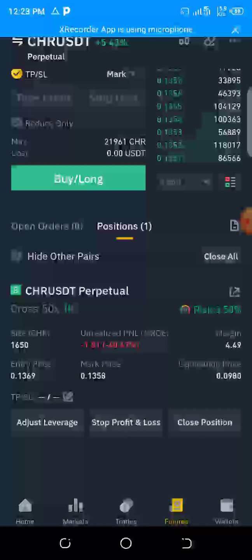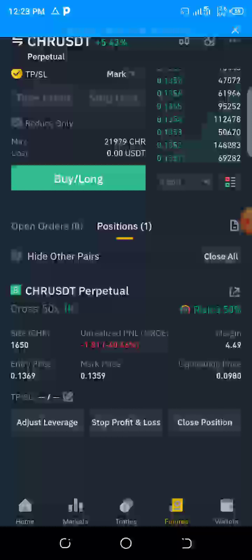Like for example, let me use this one. The trade is actually going better than expected. Fine, but we know what we are doing. Now close. Look at the close tab from here, at the downside: after adjust leverage, stop profit and loss, there is close position.